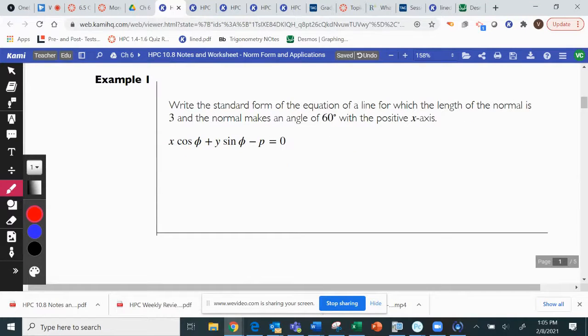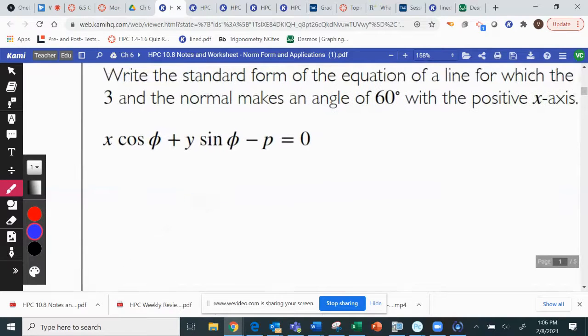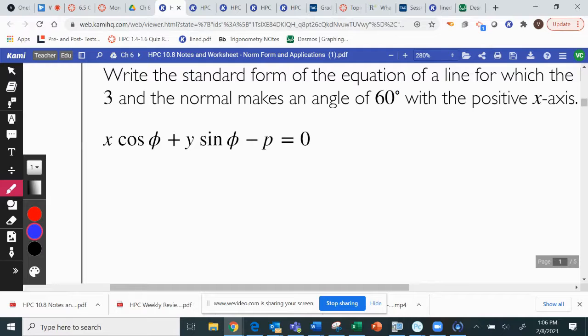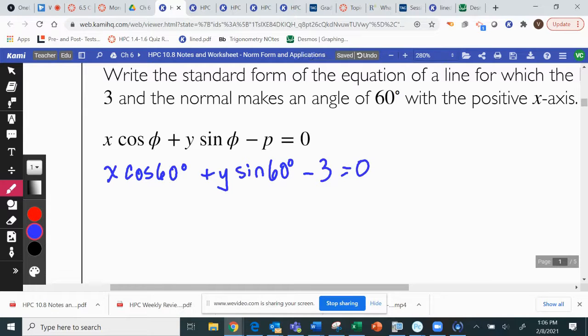So example 1, write the standard form of the equation of a line for which the length of the normal is 3 and the normal makes an angle of 60 degrees with the positive x-axis. So here's the formula. We're going to do x cosine 60 degrees plus y sine 60 degrees minus P, and P is 3. Now that is not the final answer, but that should look a lot like the things we've been doing lately.